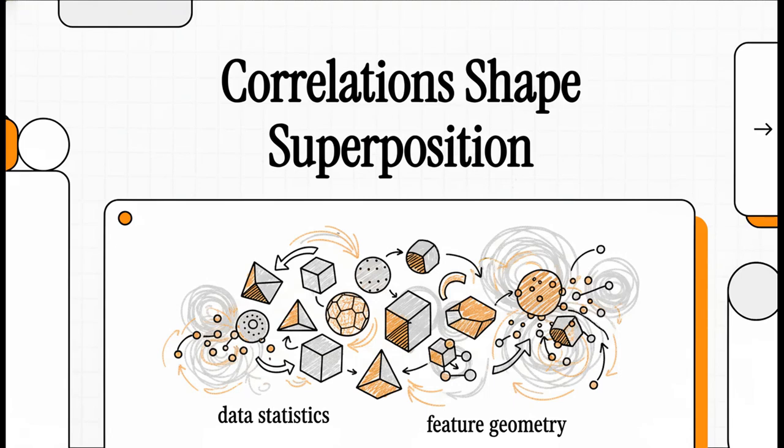All right, let's get right into it. Today, we are digging into a really fascinating paper from March 2024. It's called From Data Statistics to Feature Geometry. And honestly, it flips the script on how we thought AI models learn and organize information. So yeah, let's dive in.